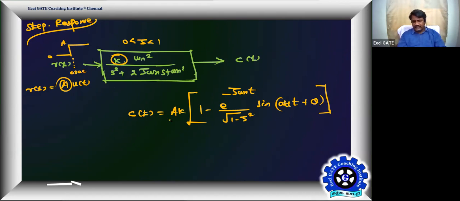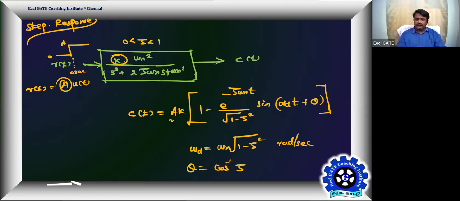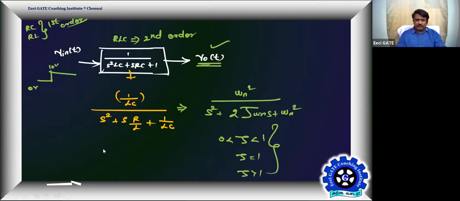Where A is a step size, K is a static sensitivity, where omega d is the damped frequency of oscillations, that is omega n into root of 1 minus zeta square radian per second. We know that already. And theta is as per the damping triangle, cos inverse of zeta. Bring all these fundamentals which you learned in control system into the RLC second order. But here K is equal to 1. Static sensitivity is 1. That means the output is going to follow your input at steady state.